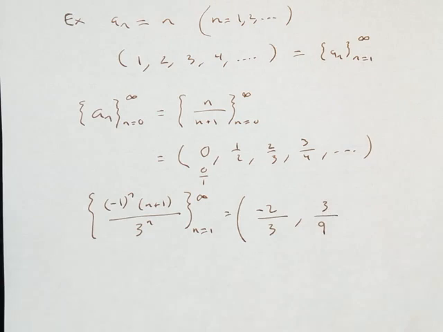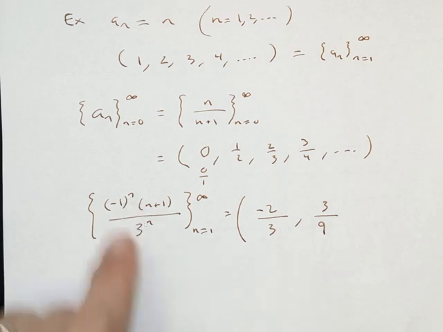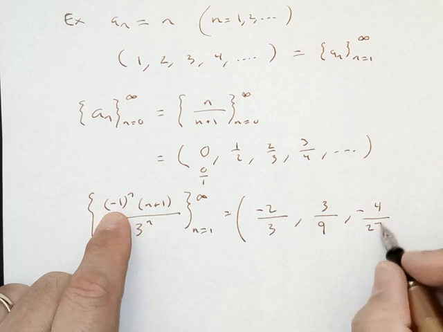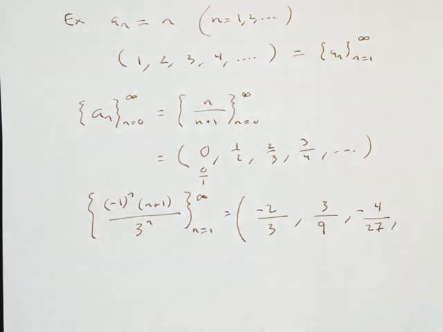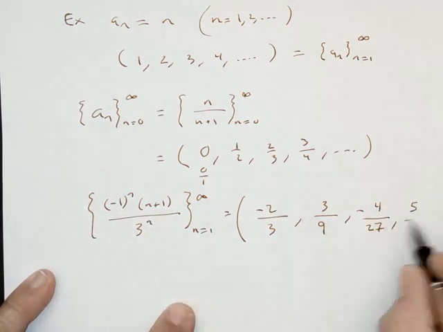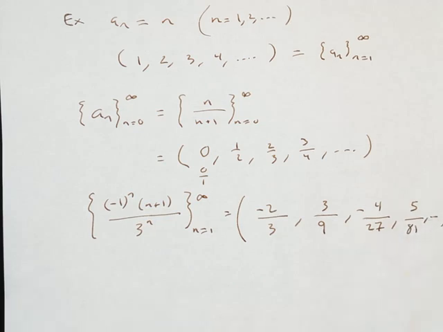Why is this one positive? It's not -1, it turns into +1. Perfect. And then the next one will be negative because it'll be -1 to the third. I'll get a 4 on top, 27 on the bottom. The fourth one, -1 to the fourth, will be positive. 4 plus 1 is 5. 3 to the fourth is 81, and so on. Because of that flip-flopping plus to minus, minus to plus, that's an alternating sequence.